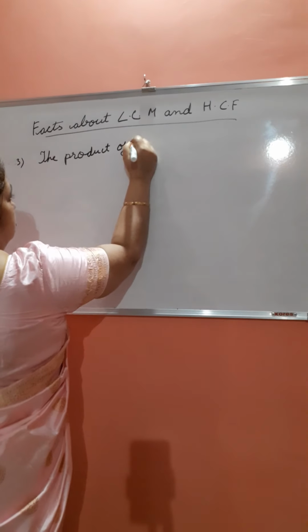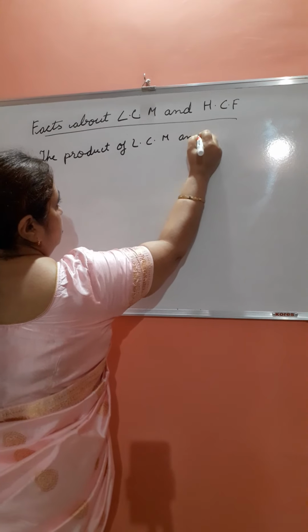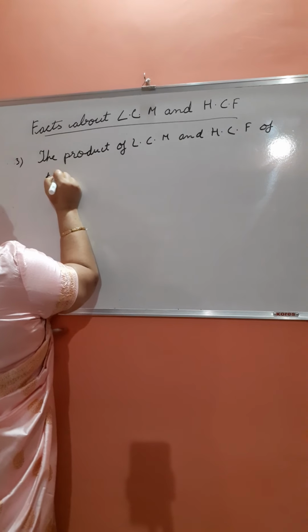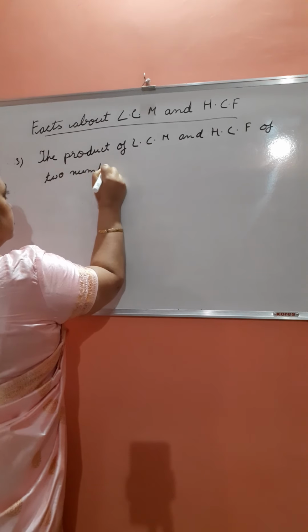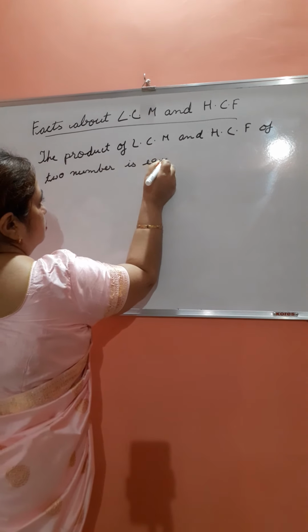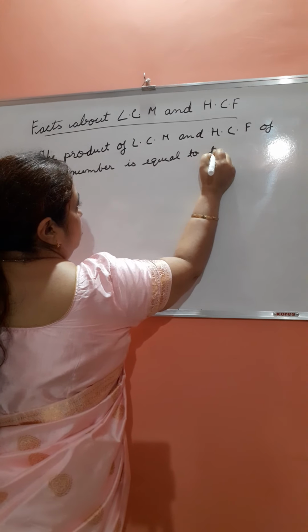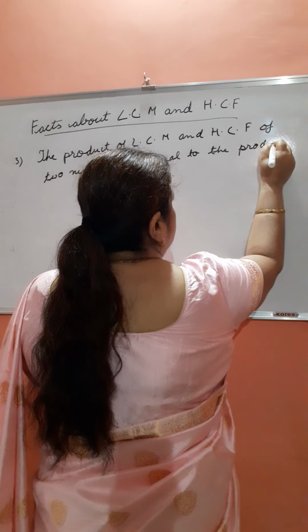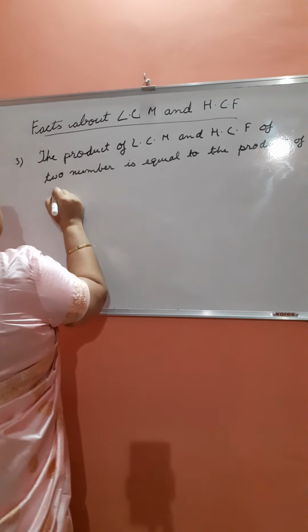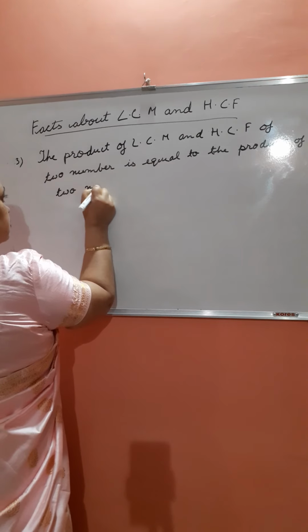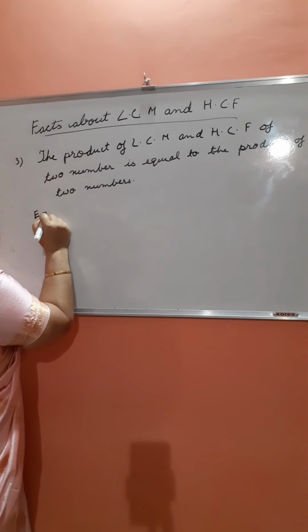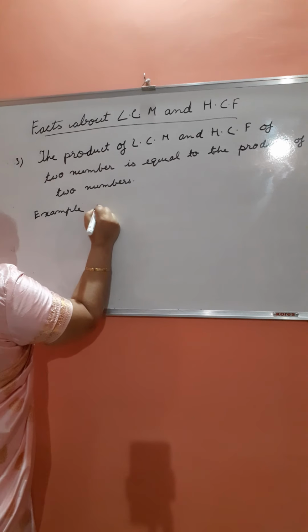Now see here, the product of LCM and HCF of two numbers is equal to the product of the two numbers. Now let us take an example: 12 and 15.